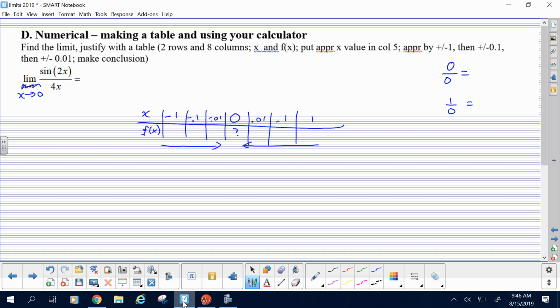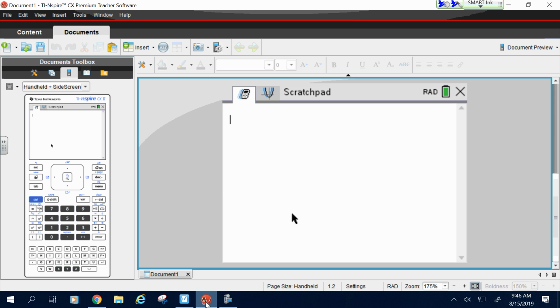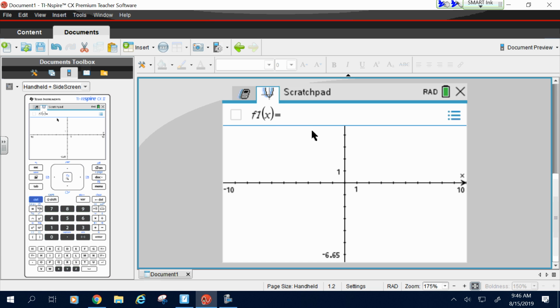Now, surely I could type in all of this. Sine of 2 times 1 over 4 times 1. Type it in, hit enter. Sine of 2 times 0.1. The quicker way to do this, and that's the part I want to focus on, would be, rather than retype all the time over and over again, let's go to the graph menu and define the function. So we could just call up f all the time.